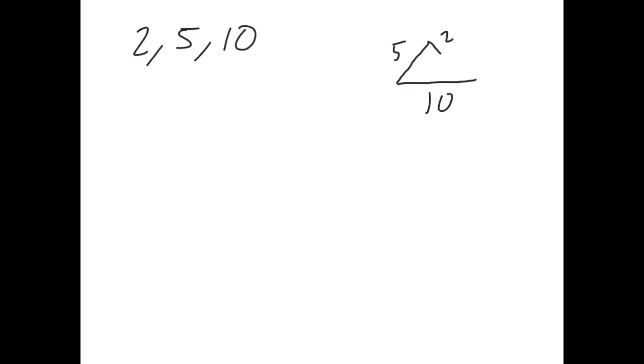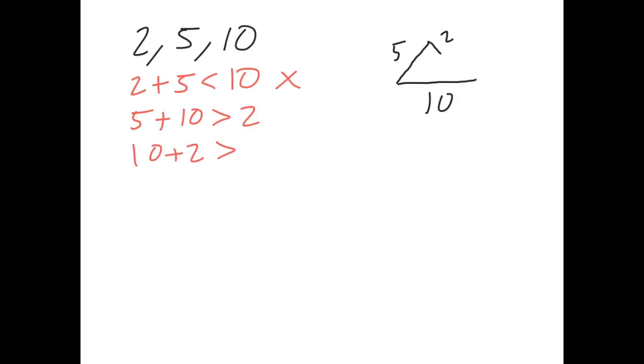And the way to show this algebraically is 2 plus 5 is not greater than 10. It's actually less than 10. So it doesn't work. And it has to work for all three. You'll notice if we do 5 plus 10, that is greater than 2. And 10 plus 2 is greater than 5. Those two both work. But if one of them doesn't work, then it doesn't work as a triangle at all.